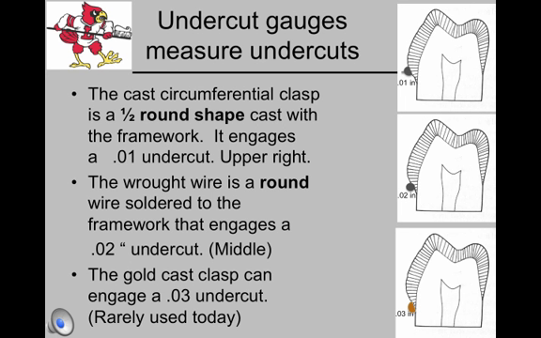The cast circumferential clasp is a half-round shaped clasp that is cast with the framework. It engages a 0.01 undercut and is shown in the upper right picture. The wrought wire is a round wire that is soldered to the framework and engages a 0.02 undercut. See the middle picture. And lastly, the gold cast clasp can engage a 0.03 undercut and is cast with the framework, but it's rarely used today because of the price of gold.